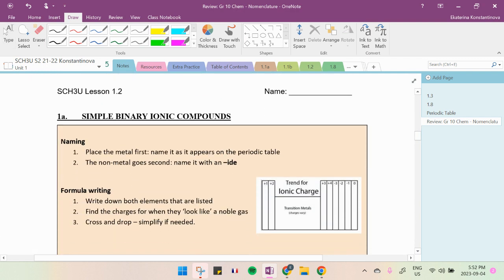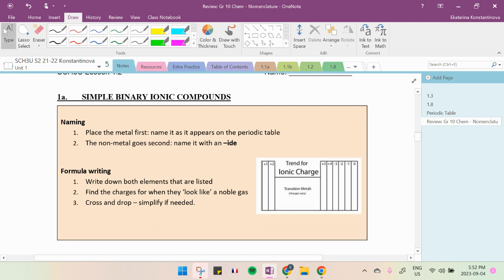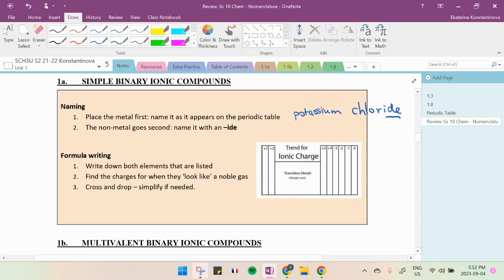So first up, we have simple binary ionic compounds. When you are naming, you place the metal first. The name is as it appears on the periodic table. So for example, I would like to choose a metal. Let's say I choose potassium. So I'm going to write potassium, and that I get from my periodic table. The nonmetal goes second, and you're going to name it with the ending "ide." So let's say I want chlorine to be my nonmetal. Instead of chlorine, I write chloride. And that is how you name simple binary ionic compounds.